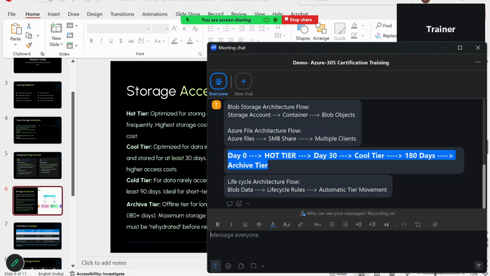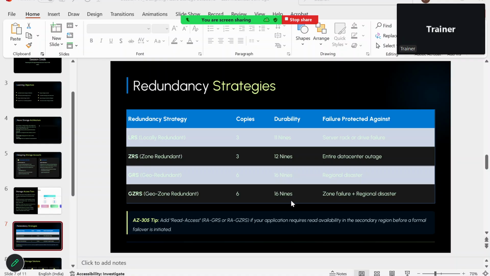So what is storage redundancy? Storage redundancy means multiple copies of the data are maintained automatically by Azure. The purpose is that if a failure occurs, data remains available. Without redundancy, failures mean data loss.